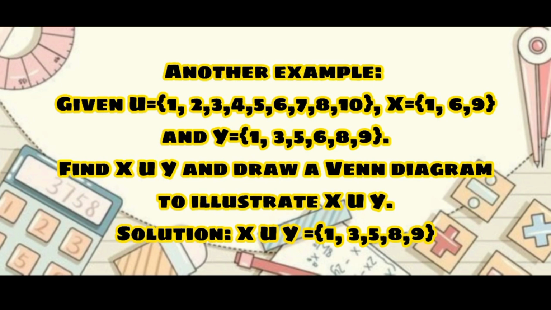Another example, given the universal set is equal to {1, 2, 3, 4, 5, 6, 7, 8, 10}, and X is equal to {1, 6, 9}, and Y is equal to {1, 3, 5, 6, 8, 9}. Then find X union Y and draw a Venn diagram to illustrate X union Y. So this is the solution. X union Y is equal to {1, 3, 5, 6, 8, 9}.